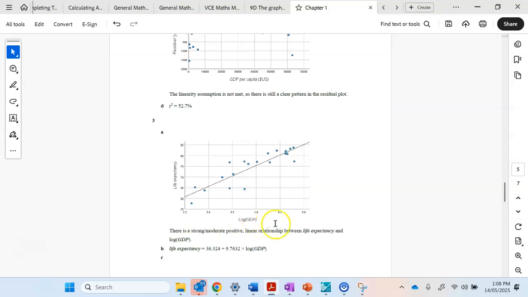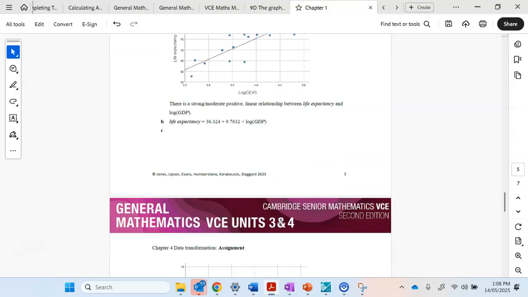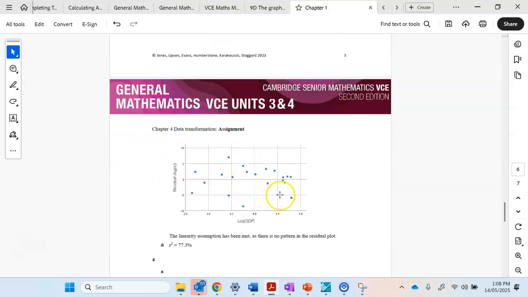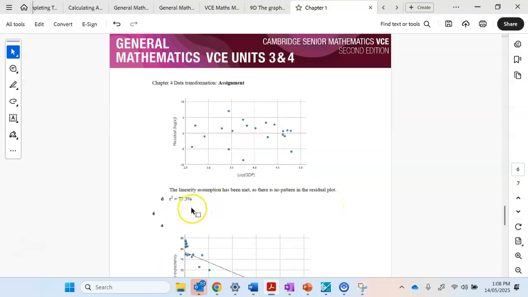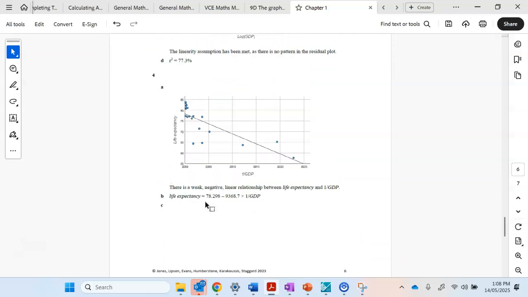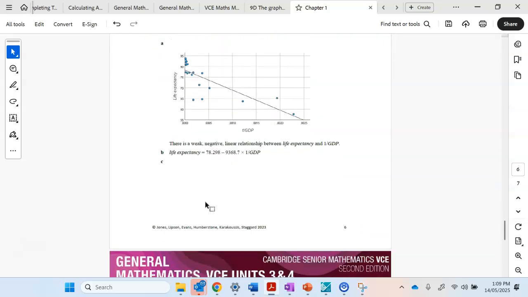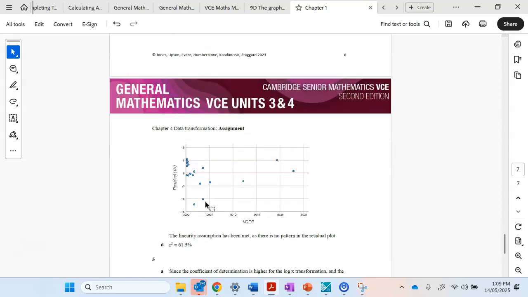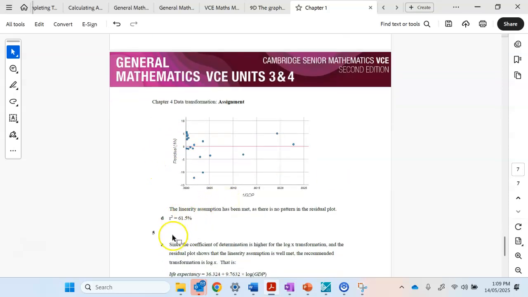Then for the log of X transformation, so your residual plot, it's randomly scattered, there's no clear pattern, and it's a higher R squared value, 77.3%. And then for the 1 over X transformation, there's your residual plot. All right, there's no clear pattern, although this bunching up isn't the best, but it's okay.